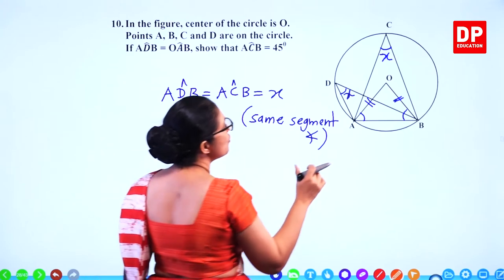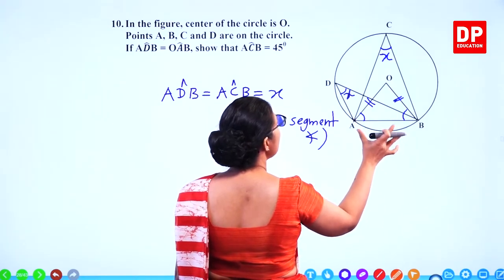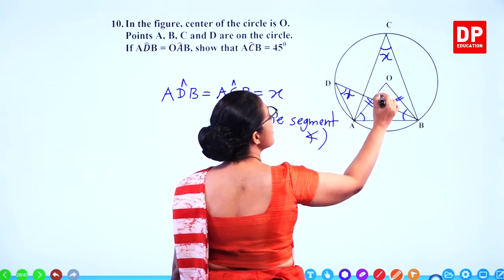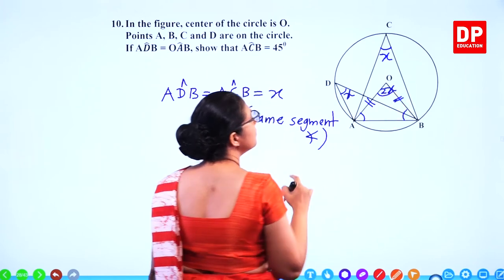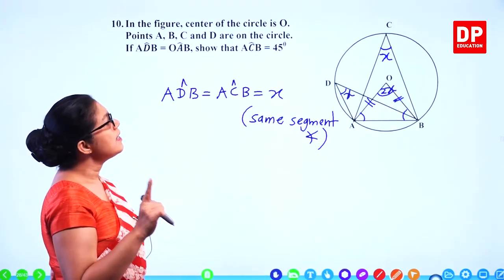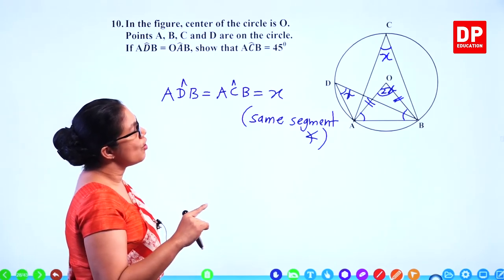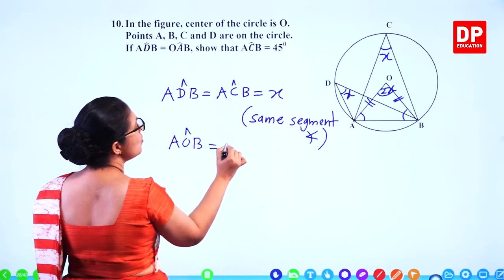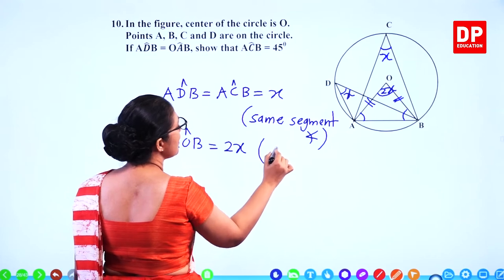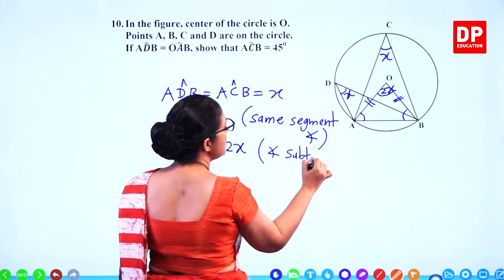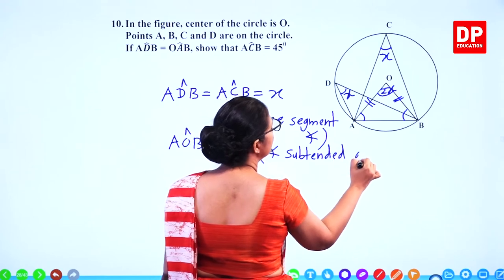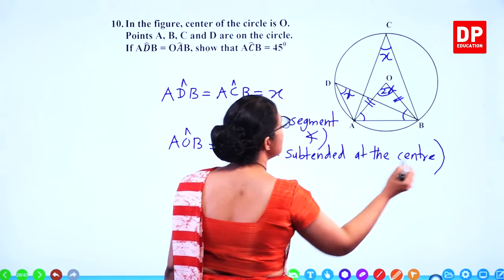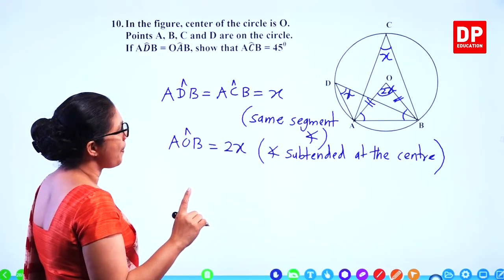Then, what do you know about this one? If this is x, this becomes 2x. Angle subtended at the center is double the angle subtended on the circumference. So we can write AOB is equal to 2x.